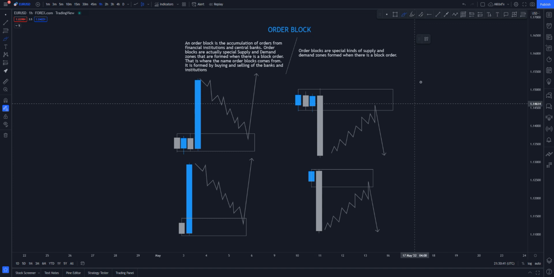Let's represent the banks and institutions as the composite man. That's what we like to call them, the composite people. The composite people have a lot of money, more than us, like their funds and all those things. You see a very strong momentum push into the market, letting us retail traders know that the banks have taken control.